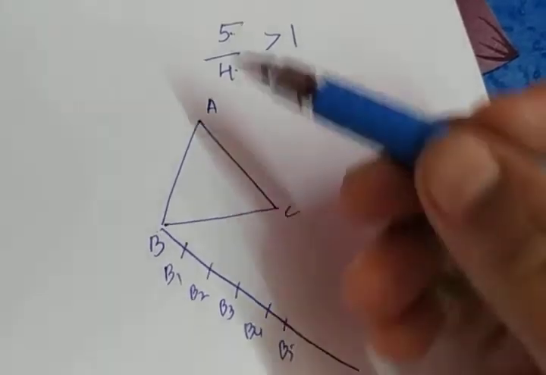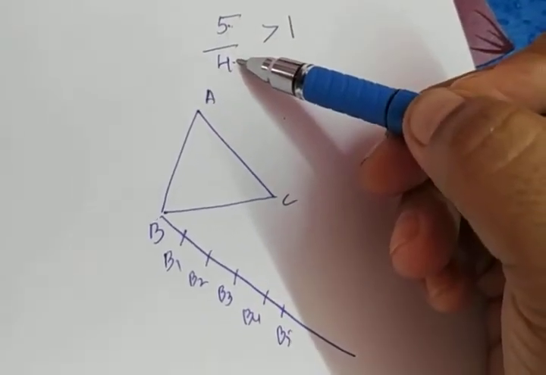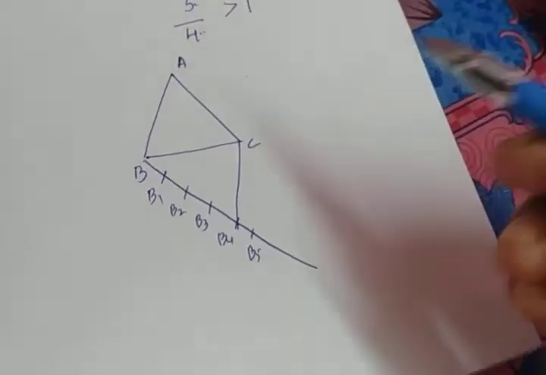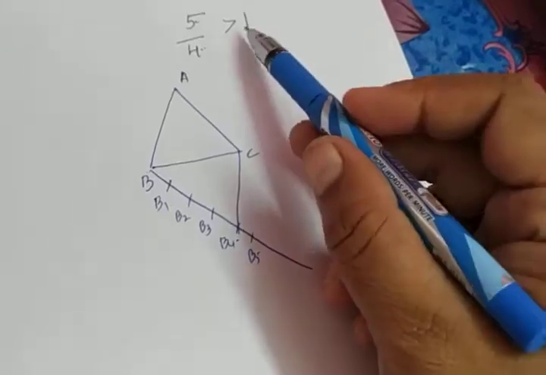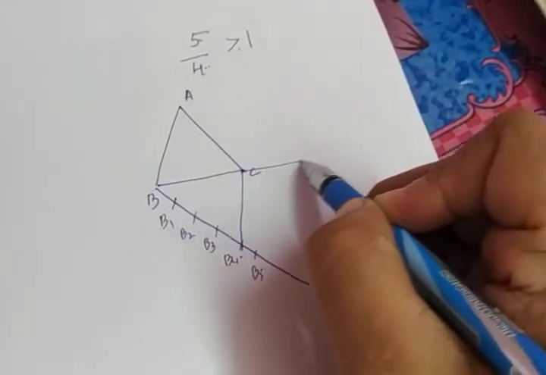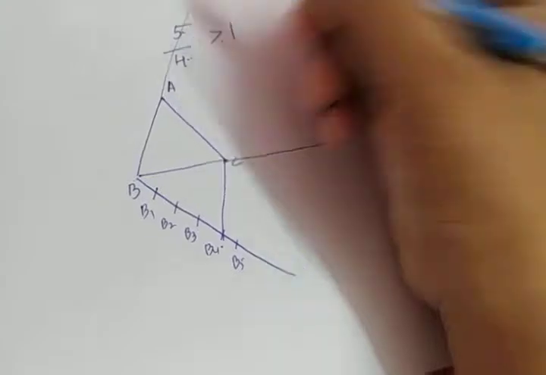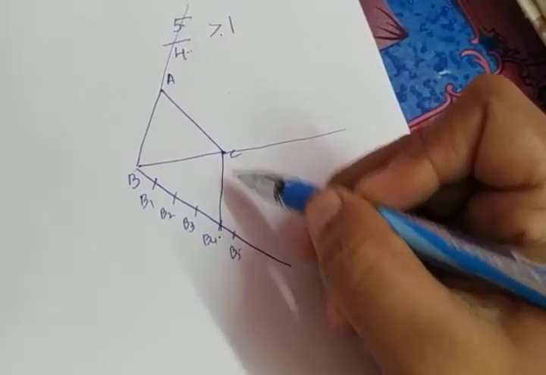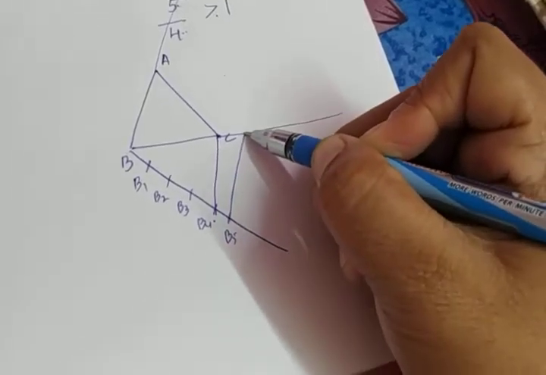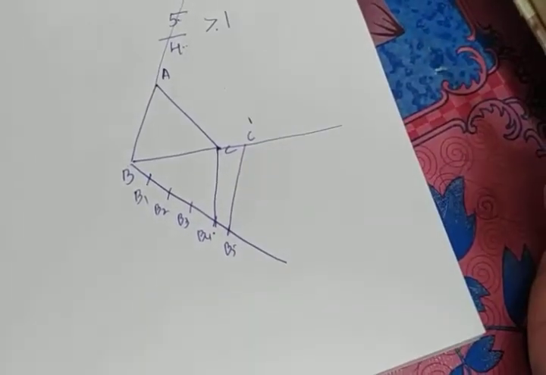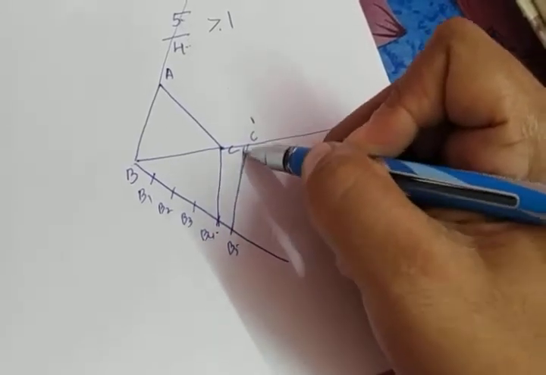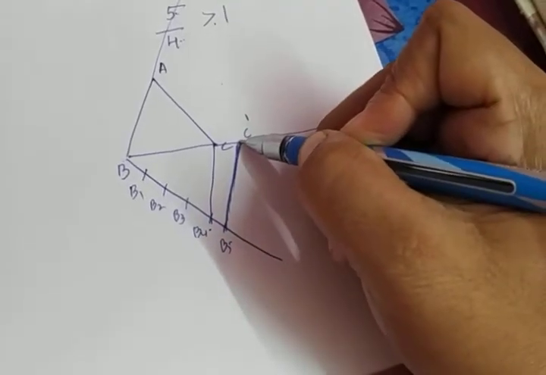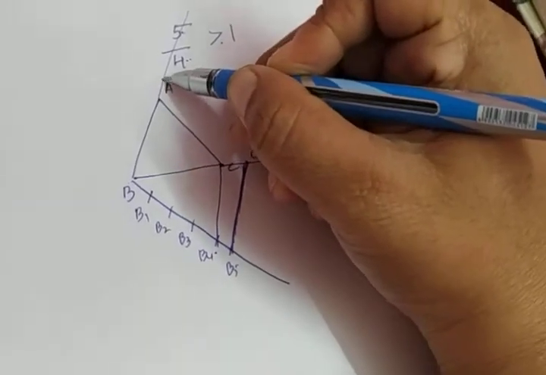Then which point do I have to join? The denominator is 4. So the fourth point I will be joining with C. Since the scale factor is greater than 1, I have to extend this side and also this side. And the next step is, through B5, I have to draw a line parallel to B4C. So I will be getting a parallel line like this, and let it be C dash. This is not actually parallel in the figure, but you have to draw a parallel line. Again, through C dash, what do you have to do? You have to draw a line parallel to AC.